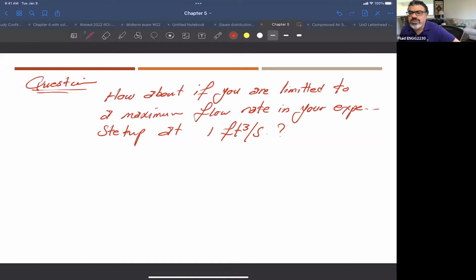So what options do we have here? One option is, what do you think about this? Reducing the diameter. Is that a good approach?